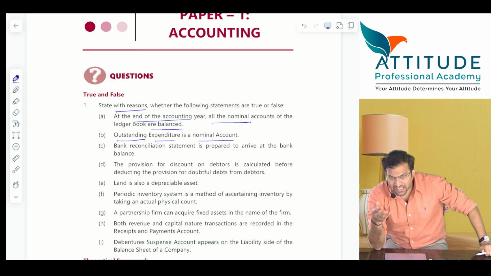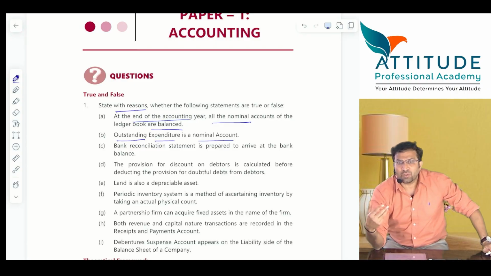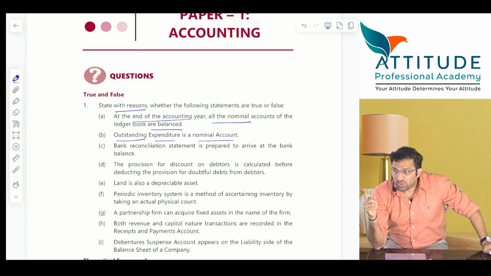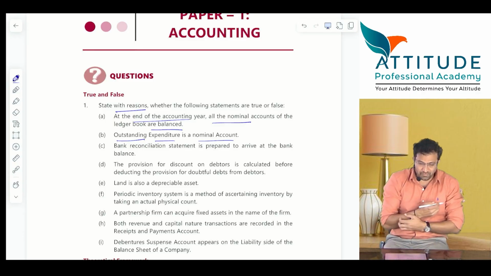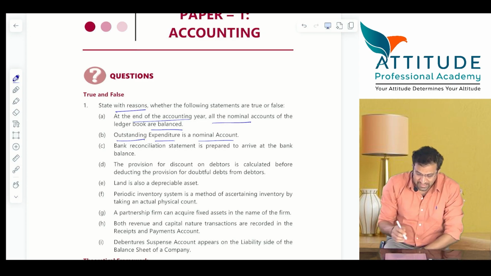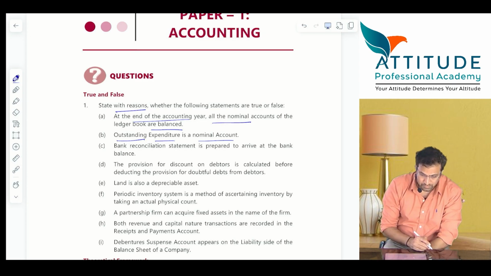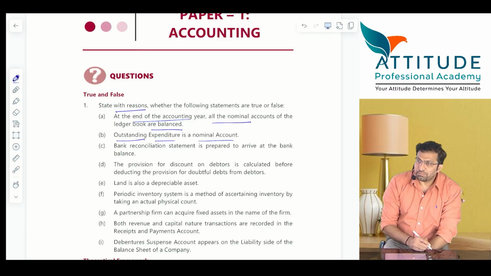You should tell the answer. Outstanding salary is a payable to some person. It is a liability. It is not a nominal account. It is a personal account. Is that clear? Okay, right there. Outstanding expenditure is a personal account.